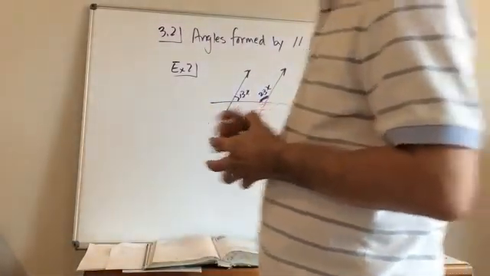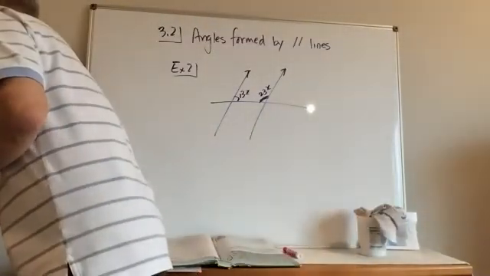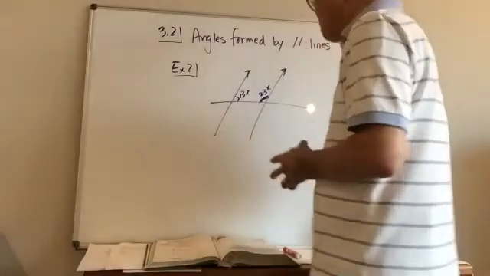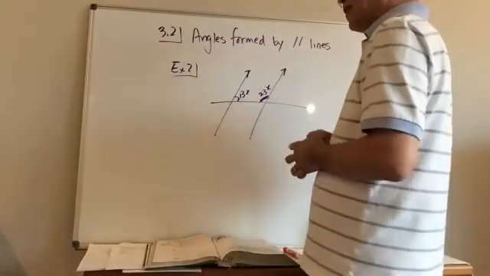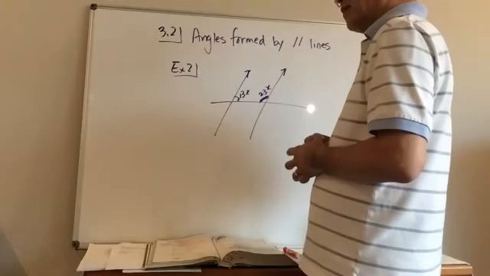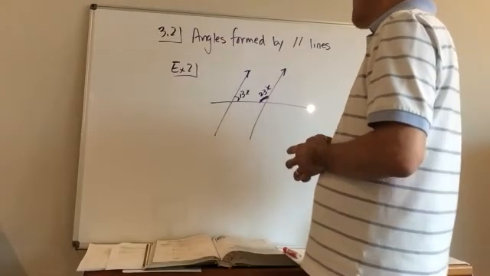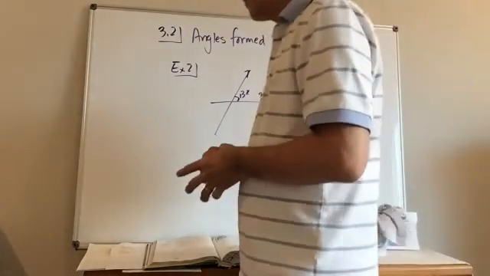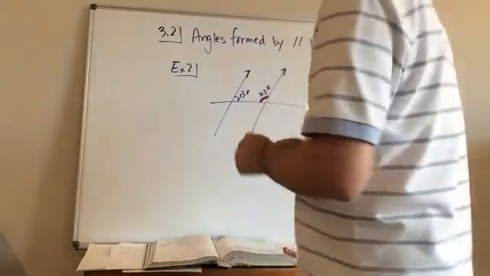Example 2B. Yeah, example 2B. What are these two angles? Aren't they same side interior? Same side interior angles, which means what? That they are supplementary. They are supplementary, exactly.